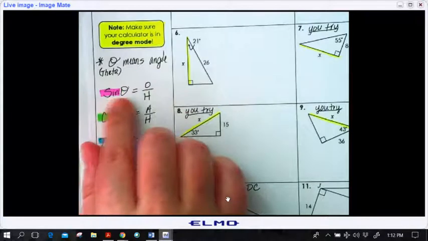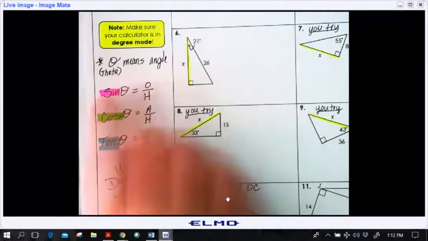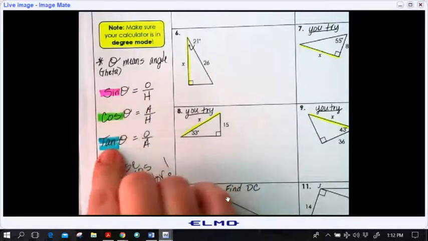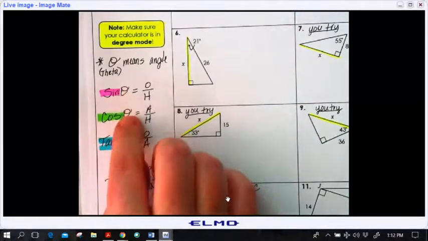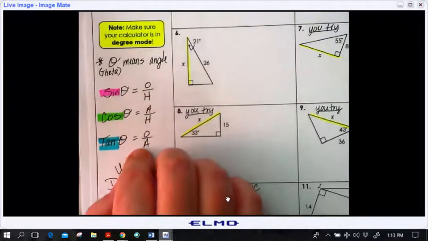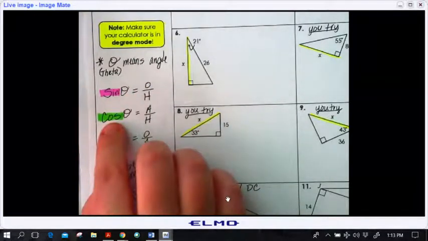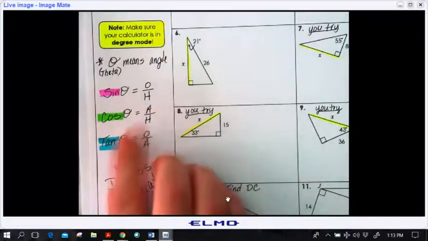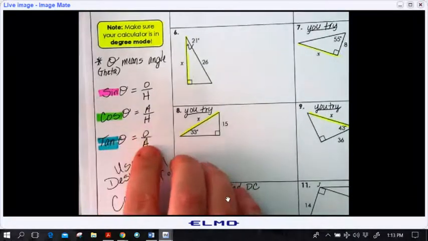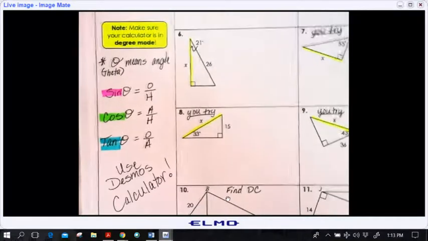Okay, so when we set up our trig ratios using these problems over here, we're going to do whatever function it is that we need. The angle measure will go where the theta symbol is, and then our ratios will remain the same. So sine is opposite over hypotenuse, cosine adjacent over hypotenuse, and tangent opposite over adjacent. And again, we will be using the Desmos calculator to simplify all of our problems today. So let's come up to example 1.